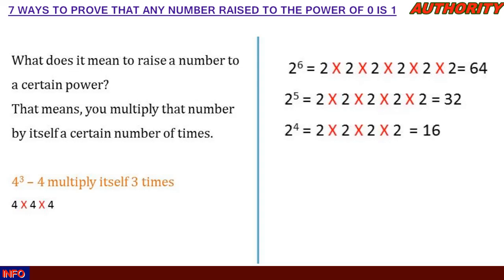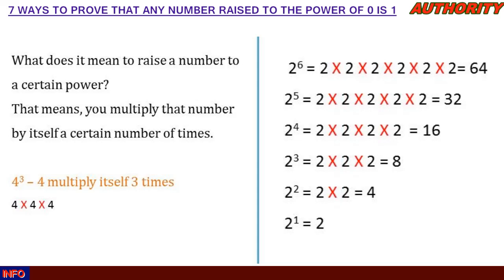And then 2 raised to power 4, that is 2 multiplied by itself 4 times, which is going to give you 16. And then 2 raised to power 3 is going to give us 2 times 2 times 2, which is equal to 8. And then 2 raised to power 2 is equal to 2 times 2, which is equal to 4. And then 2 raised to power 1 is 2, equal to what? 2. All right? Yes. Now, you see this?